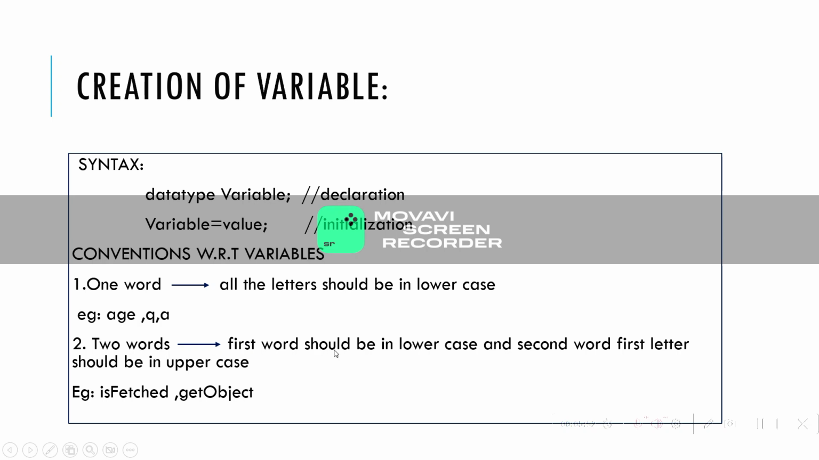If it is two words, the first word should be in lowercase. See here, the first word is in lowercase, and the second word's first letter should be in uppercase. Same example: first word lowercase, second word first letter uppercase. So this is the convention with respect to variables. If it is one word, all letters should be lowercase. If it is two words, the first word is lowercase and the second word's first letter is uppercase. I think you are clear now.